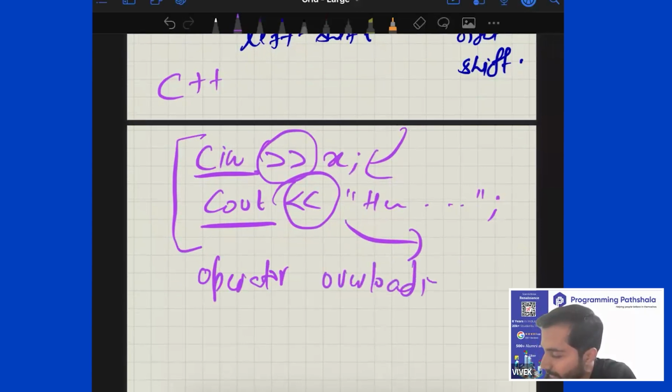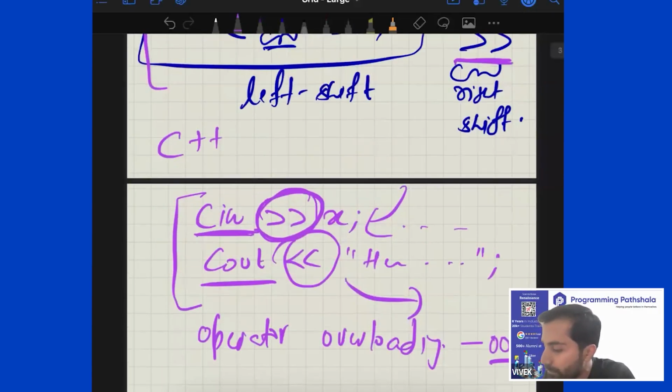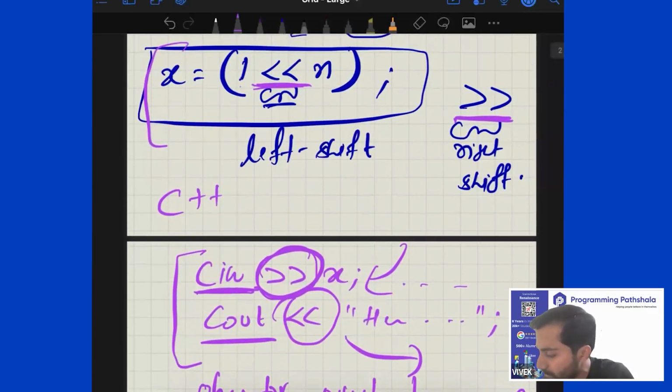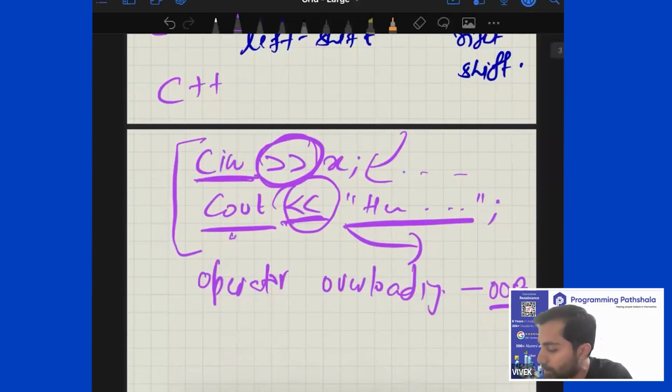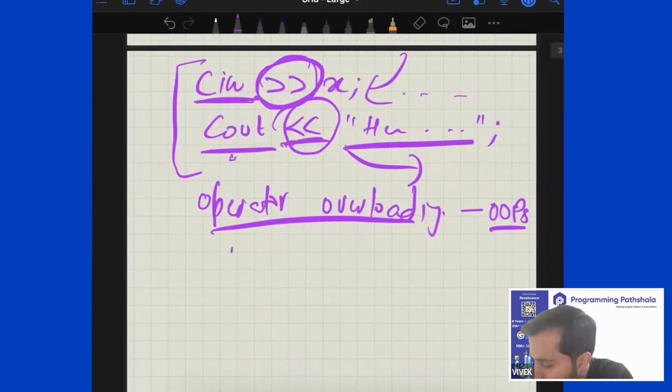And this is a great concept of object-oriented programming languages, right? Where the same operator, if used with something, behaves in one manner, but when it is used with something else, it behaves differently. Let's say you use this with cout, then it is used for printing. But when you use it with integers, it behaves in a very different manner. So this is called operator overloading. And this is not the first time you are seeing operator overloading. You have seen it multiple times. Trust me. You have seen it with addition also.